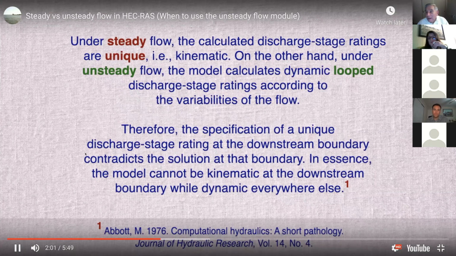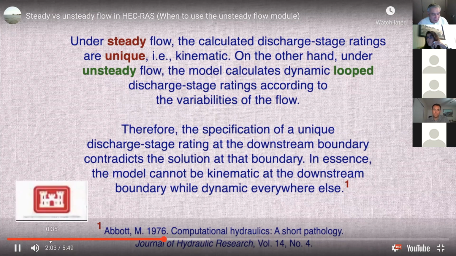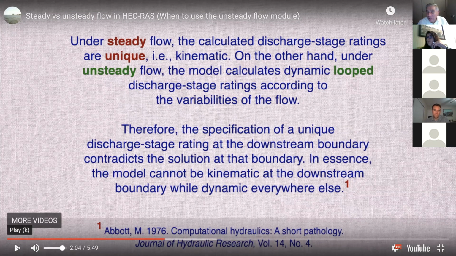But as Abbott said in his paper, remember, under unsteady flow, the model calculates dynamic loop discharge ratings according to the variability of the flow. Therefore, if you specify a steady, unique value downstream, it's wrong. But then the question is, I don't know the answer. How could I specify a non-unique rating when that's precisely what I'm calculating? That would be like chicken and egg. I can't get the chicken before I go to the egg. Okay, and that makes a lot of sense.